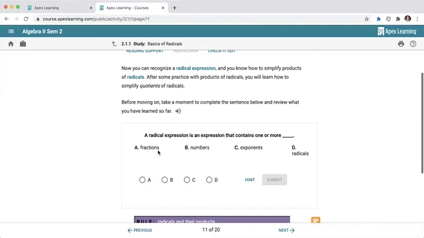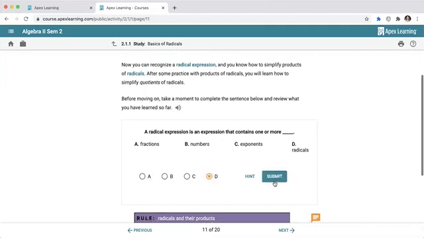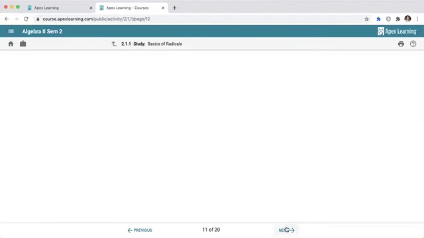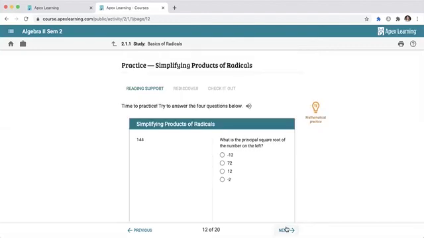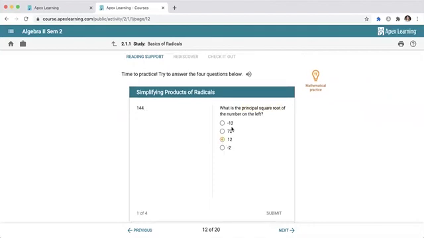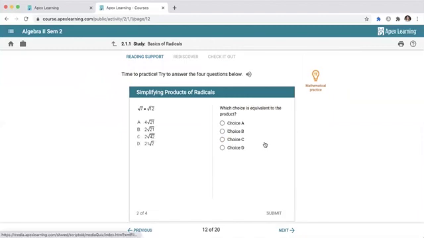So moving forward, a radical expression is an expression that contains one or more radicals, okay? And then looking at the properties of those, those were just our ability to combine radicals if they are being multiplied together. So again, this one's talking about the principal square root. So yes, this could be positive or negative 12, but when we're talking about principal square roots, we're talking about the positive value. So that's going to be 12.